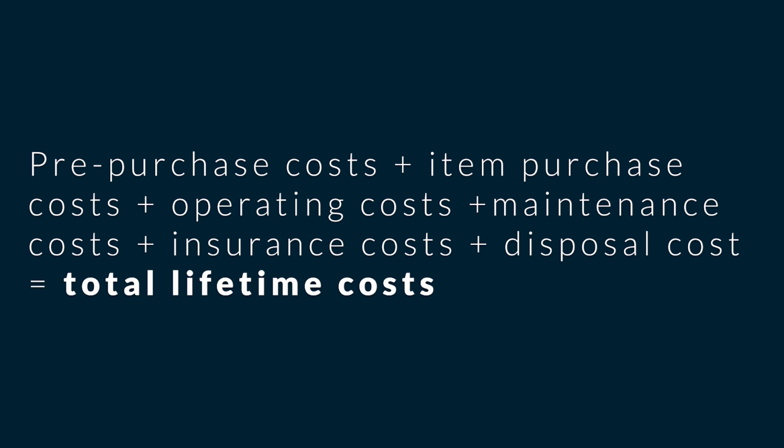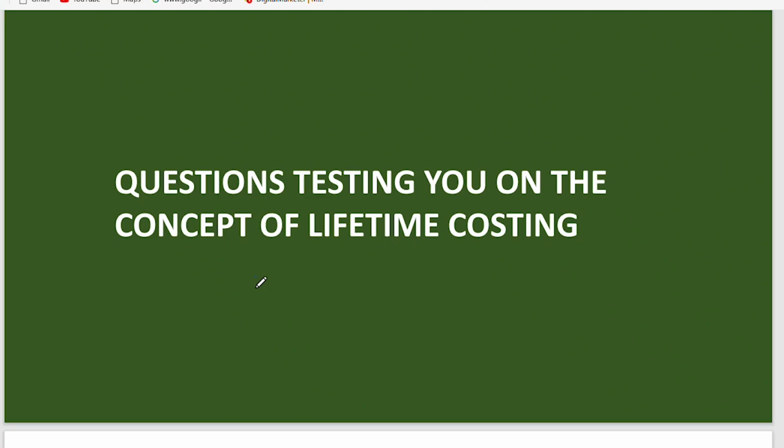And this means things like understanding pre-purchase cost, plus item cost, plus operating cost, plus maintenance cost, plus insurance cost, plus disposal cost. That is what gives you total lifetime costs. And from this revision, from the exam's perspective, what are some of the questions that fall under this category? You need to understand questions dealing with things like, here's an example. So let's just look at the questions. We have questions testing you on the concept of lifetime costing.